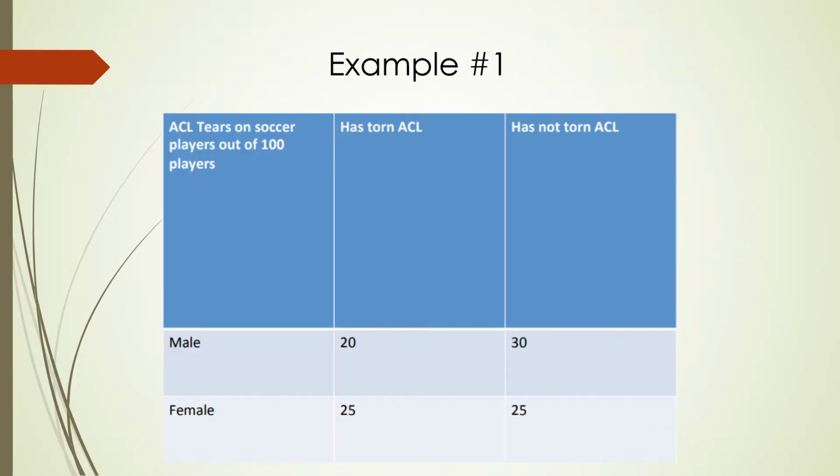For my first example, I chose ACL tears on soccer players out of 100 players. So what we're looking at here is whether or not they have torn their ACL. Now the nuisance variable that we're trying to get rid of by using the blocking method is gender. Because with gender, sometimes this can change your body composition and your strengths in certain muscles, ligaments, or bones. So getting rid of gender here is a great idea.